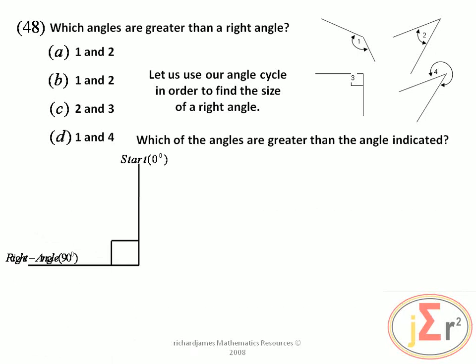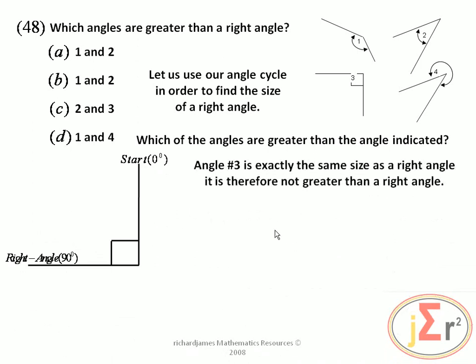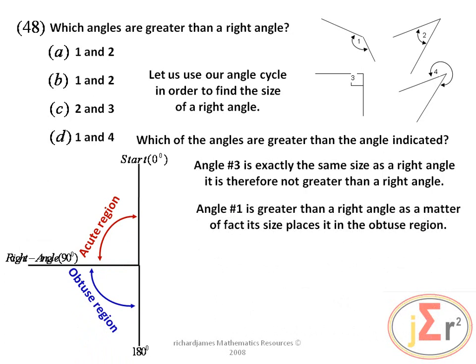Which of the angles are greater than the angle indicated? Of course, here we have our right angle. We need to know those that are greater than a right angle. So let us see which ones are greater than this one. Angle number 3 is exactly the same size as a right angle. It is therefore not greater than a right angle. Angle number 1 is greater than a right angle. As a matter of fact, its size places it in the obtuse region.